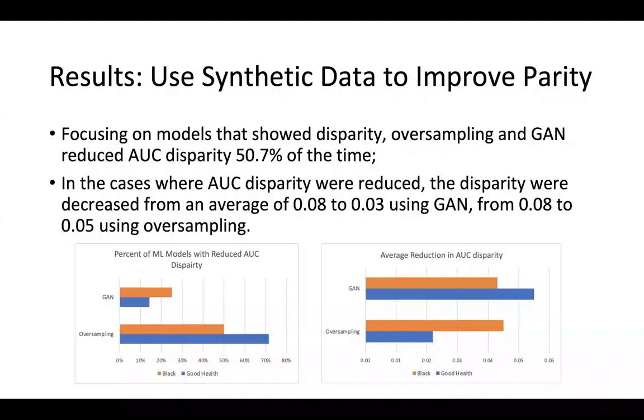For a visual representation, here are the two graphs. One of them showcases the percent of ML models with reduced AUC disparity, and the other illustrates the average reduction in AUC disparity.